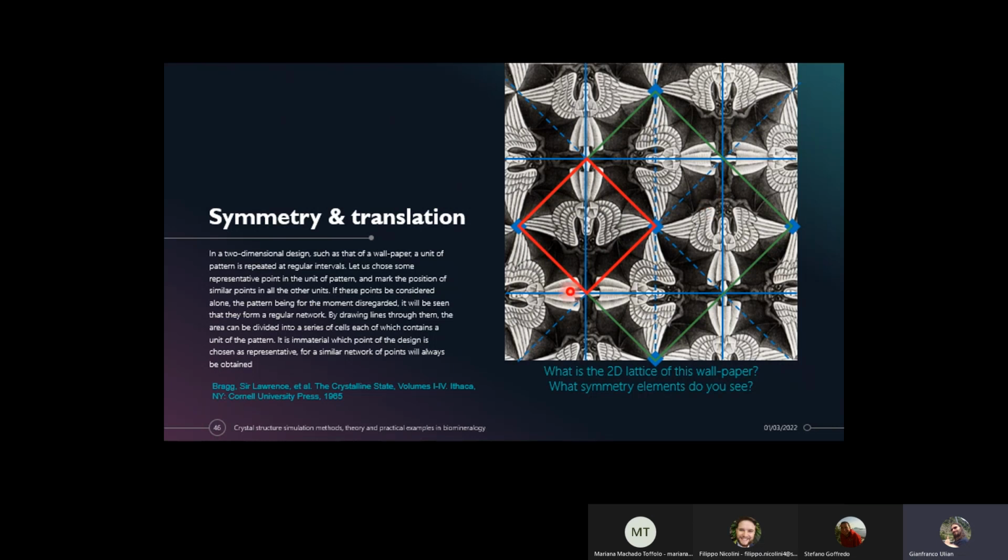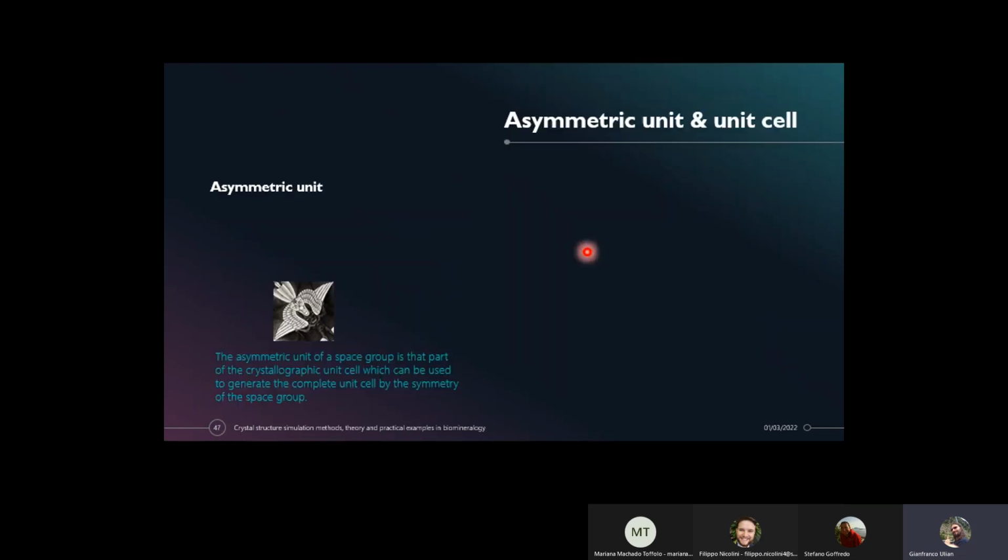You can obtain the whole unit cell by applying to this repeating unit, this object here, the point groups, and then the translation. So we can describe the asymmetric unit and the unit cell. The asymmetric unit of a space group is that part of the crystallographic unit cell which can be used to generate the complete unit cell by the symmetry of the space group.